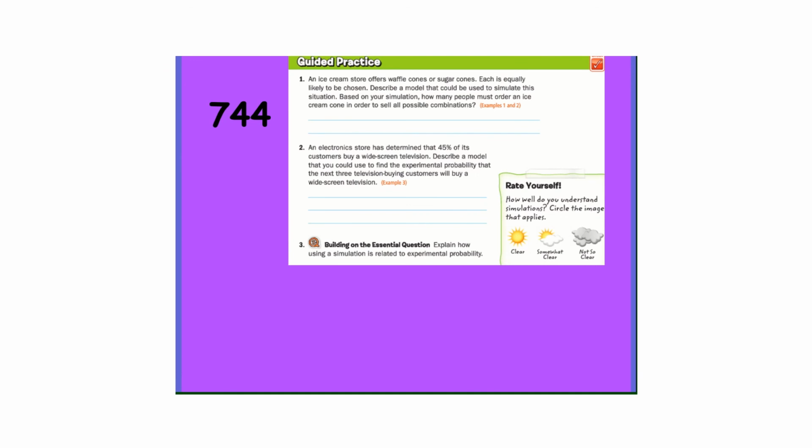So we have some guided practice there, just 2 problems. Go ahead and try those. Pause the video. Okay, for number 1, they have waffle cones and sugar cones. So we're talking about 2 things. So something very easy is tossing a coin. Tails means waffle, and heads means sugar.